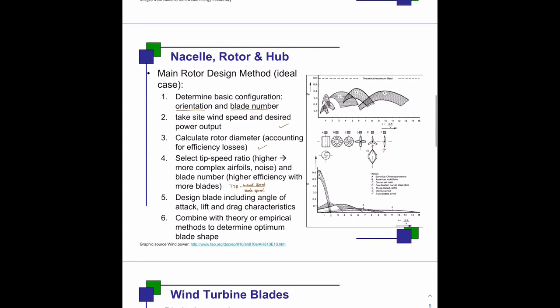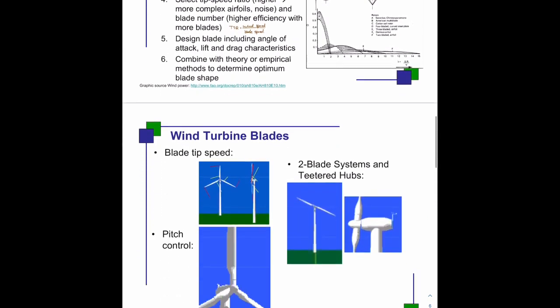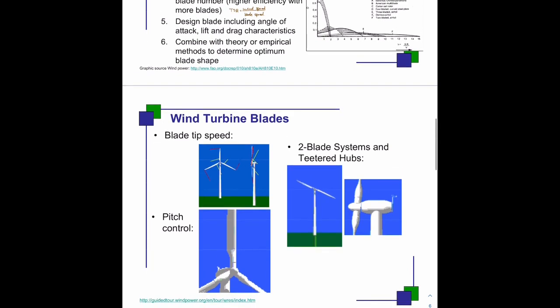And last, we have to combine with theory or empirical methods to determine optimum blade shape. Now talking about wind turbine blades, we have blade tip speed, we have pitch control, we have two blade systems and hub. What is a pitch control? It's actually this part which holds the blades, and we should have a control of it to have the best angle to collect wind.